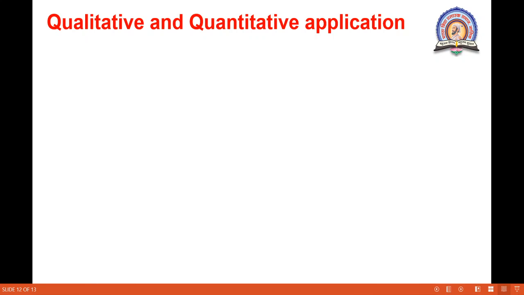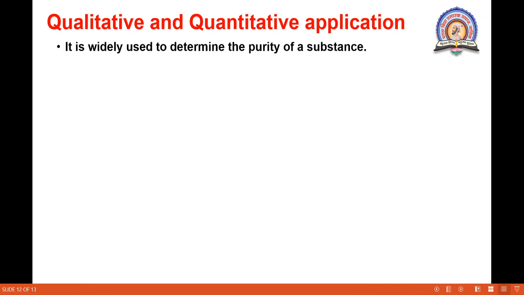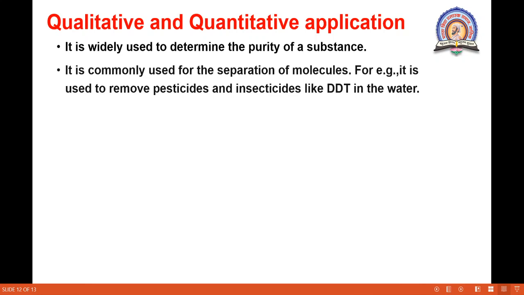Then the last point from this chapter, that is qualitative and quantitative analysis, or qualitative and quantitative application of this chromatographic technique. So it is widely used to determine the purity of a substance. By column chromatography, we purify the organic compounds. It is commonly used for the separation of molecules. For example, it is used to remove pesticides and insecticides like DDT in water.